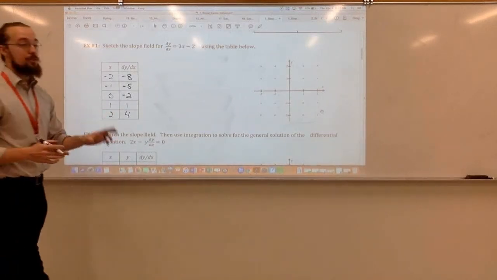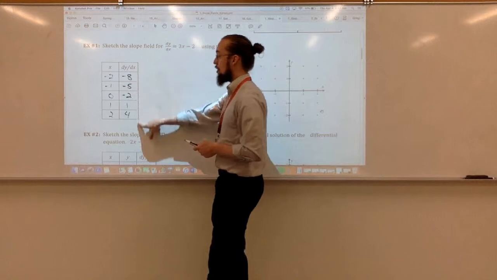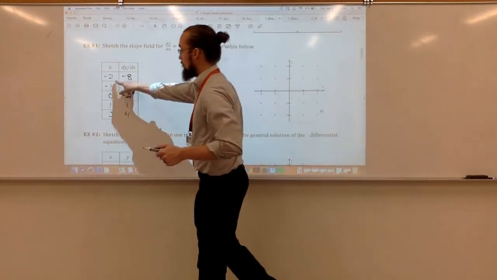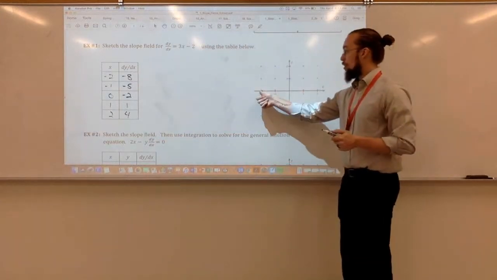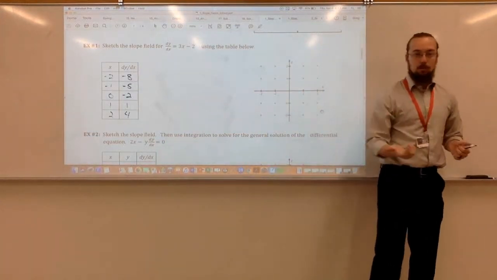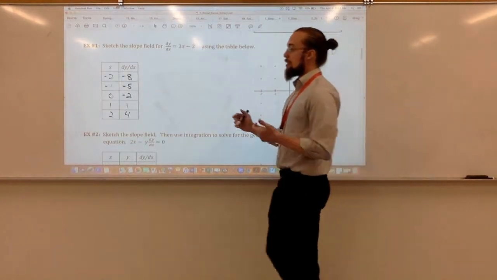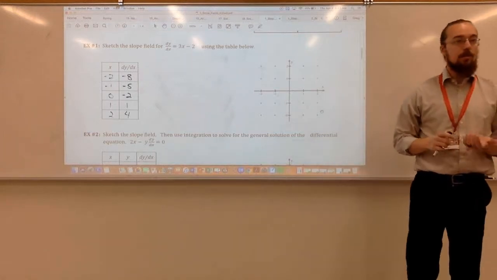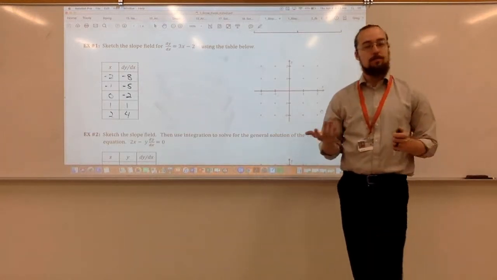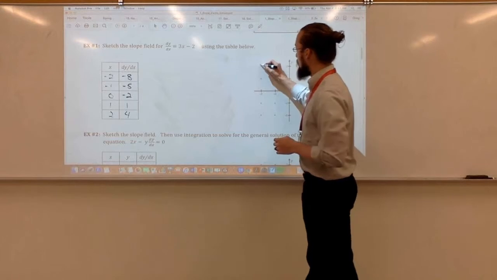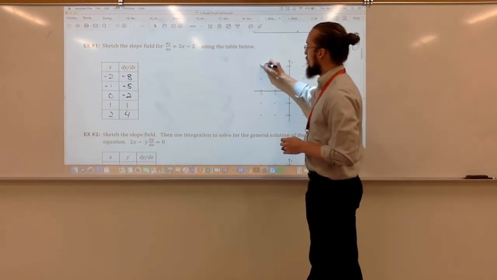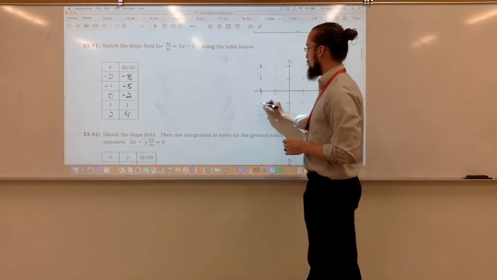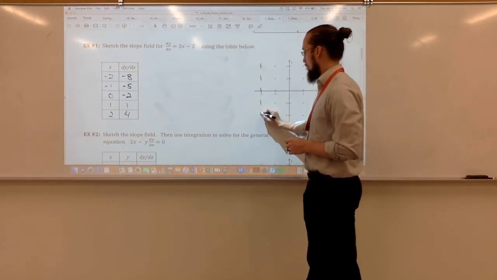So to sketch this, these are our slopes. I'm going to go to x equals -2. That's actually at all 5 of these points, where x is -2. And I'm going to sketch a little line that has a slope of approximately -8. Now that's a really, really steep negative slope, so it's almost going to be a vertical line. But I'm just going to sketch a small line there with a super steep negative slope.